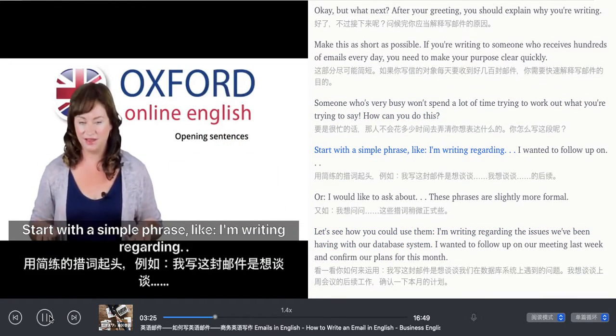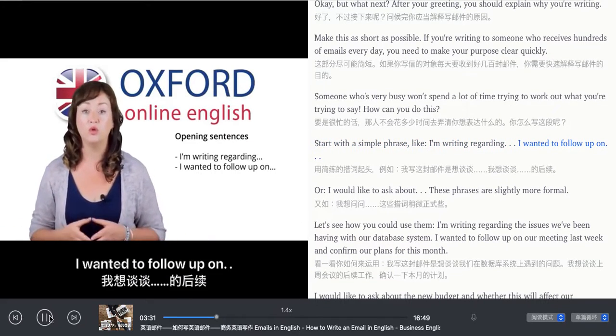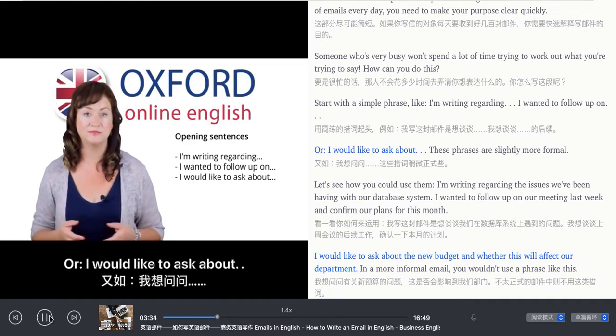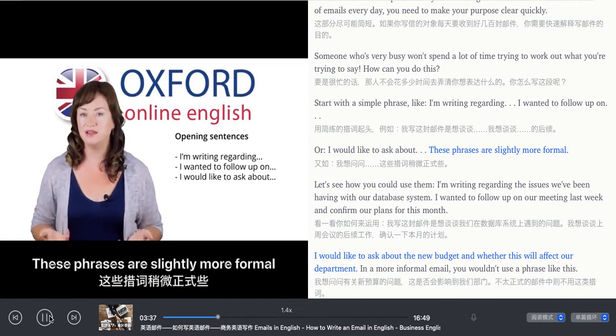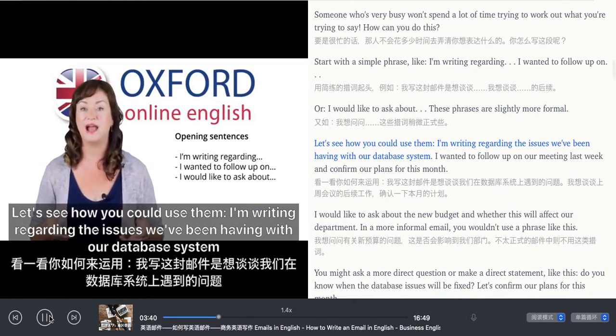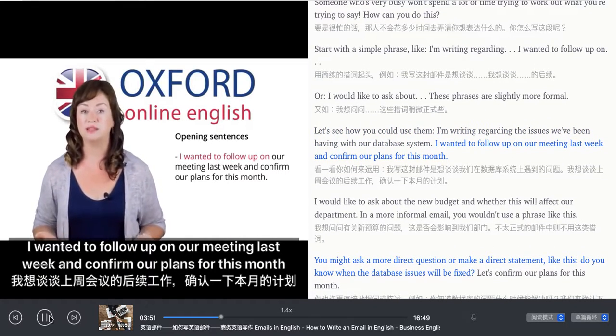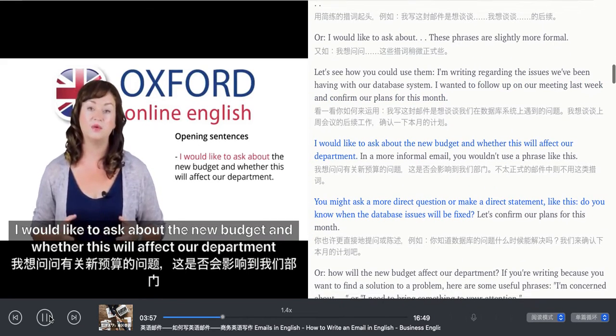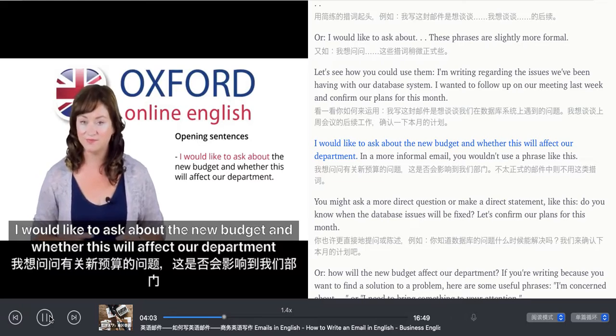Start with a simple phrase, like, I'm writing regarding, I wanted to follow up on, or I would like to ask about. These phrases are slightly more formal. Let's see how you could use them. I'm writing regarding the issues we've been having with our database system. I wanted to follow up on our meeting last week and confirm our plans for this month. I would like to ask about the new budget and whether this will affect our department.